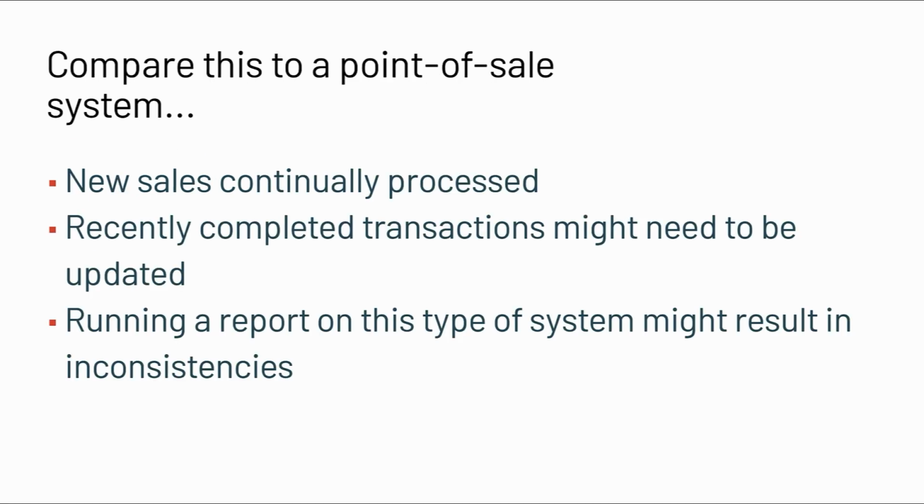Now, let's go back to the retail point of sale system. So imagine a retail POS, or point of sale system, for example. There are new sales that are constantly being processed. And it's often the case that a recently completed transaction might need to be invalidated. It might need to be updated. Let's say that a customer notices a discrepancy on their receipt. Trying to run a report on that type of system might result in inconsistencies in results. It could prevent users from making updates until a report is finished.